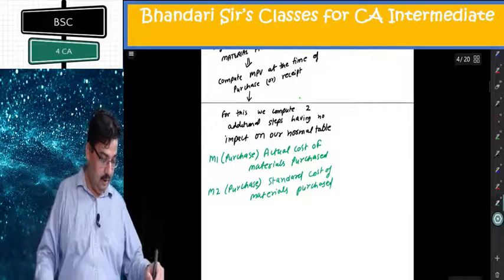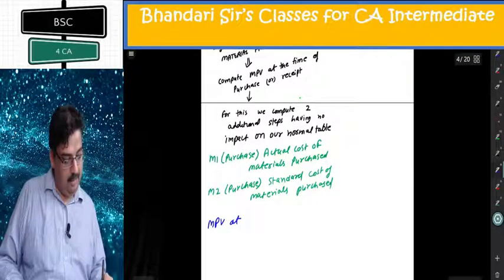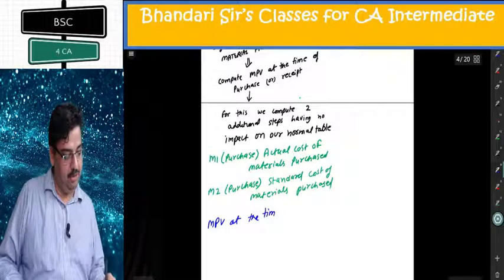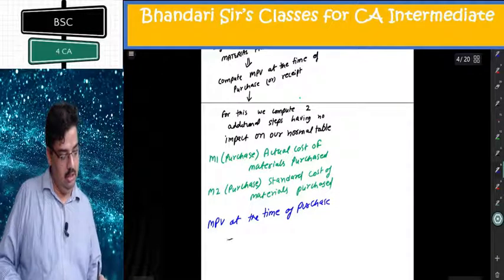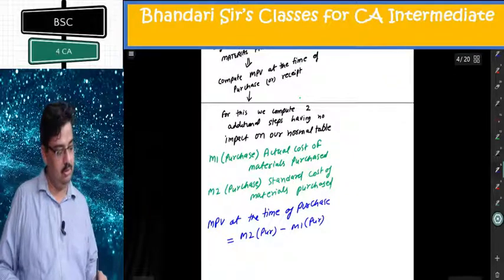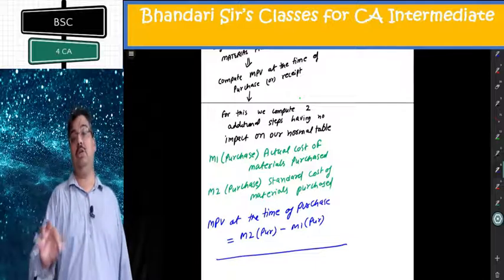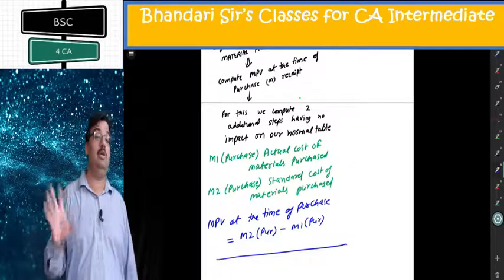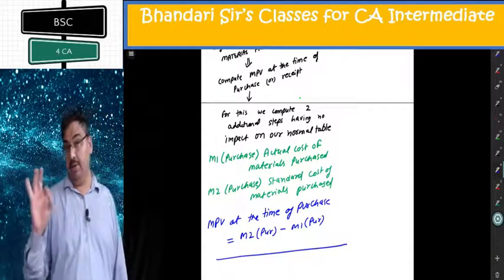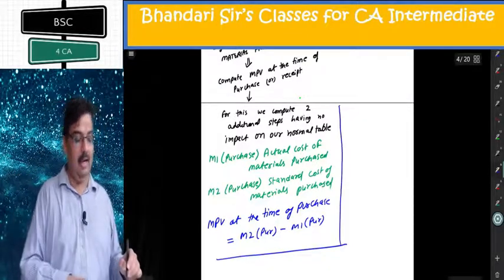So what I get is a new variance, MPV at the time of purchase, equal to M2 purchase minus M1 purchase. There is no concept of M3 purchase or M4 purchase. They are still based on consumption. M3 is still based on consumption. So this is one option that the analyst has.